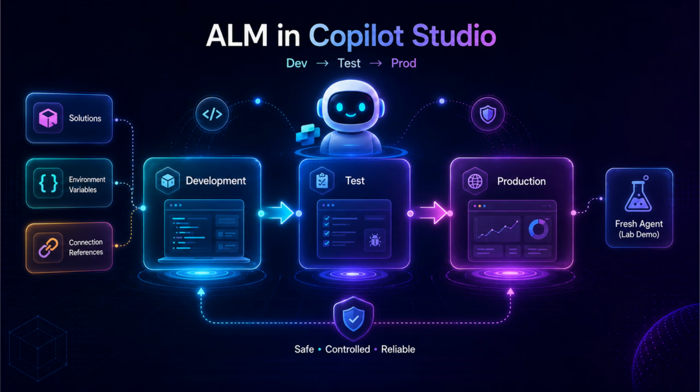And the thing that makes the movement clean and repeatable is application lifecycle management, or you can just call it ALM. Because Copilot Studio sits on the Power Platform and it uses the same ALM ideas as the rest of the platform, like solutions, environment variables, and connection references.